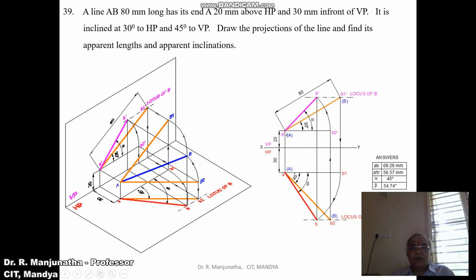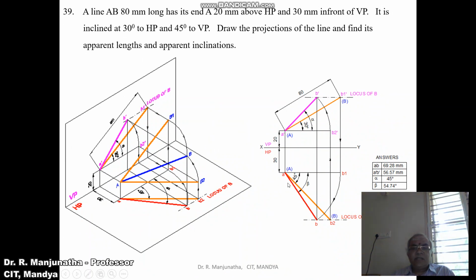Consider any point on this line and draw a vertical projector so that it cuts both the lines at this point and also at this point. Name that point A dash and this point A, and write it in capital bracket A and capital bracket A here. Then the line capital AB is inclined at 30 degrees to HP. So using the protractor, keeping A dash as center, measure an angle of 30 degrees with respect to the horizontal and then draw an inclined line.